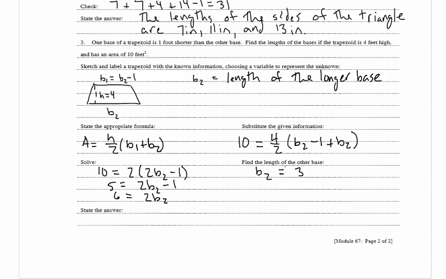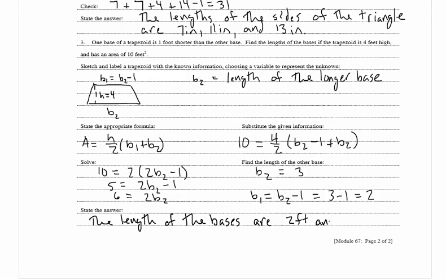And now we want to find the length of the other base. And B1 is equal to B2 minus 1, which is equal to 3 minus 1, or 2. And now we want to state our answer. And we can say that the length of the bases are 2 feet and 3 feet.